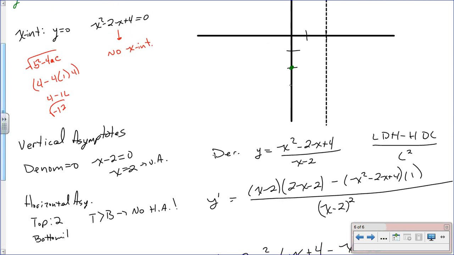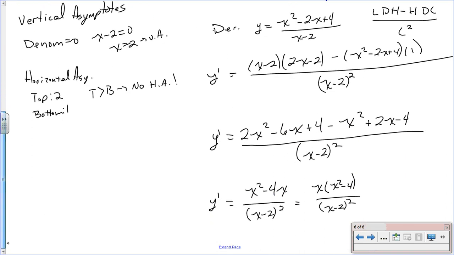Now, we know this has to open down on this side, because if it opened up, it'd cross the axis, and we know we have no x-intercepts. What I would still do is check f prime at 1 and f prime at negative 1 to tell which way it goes. Okay, not concavity, but the slope.